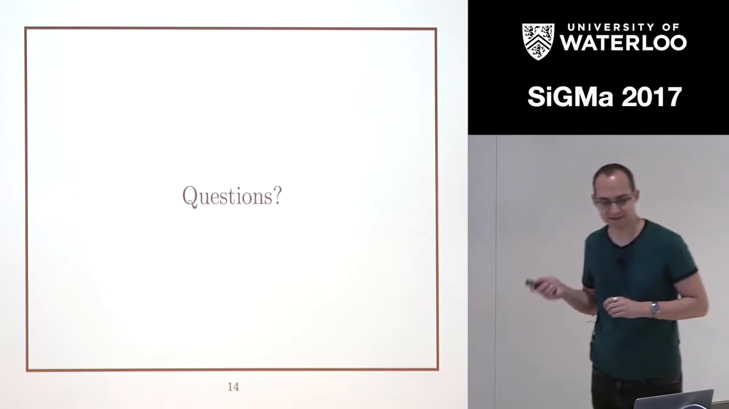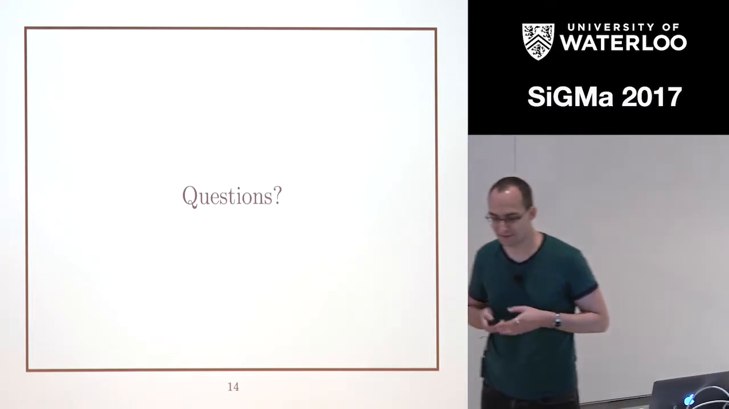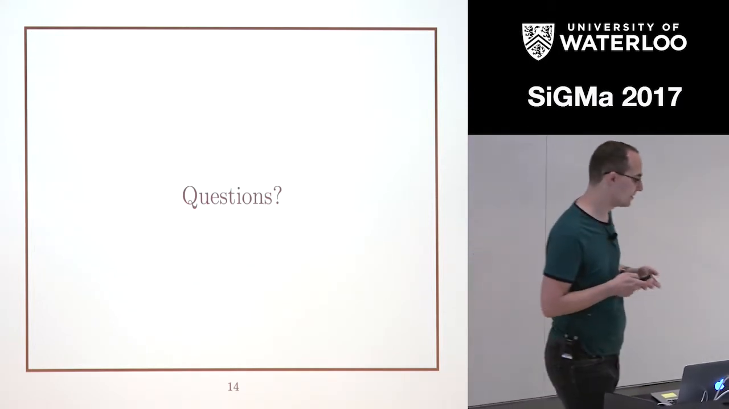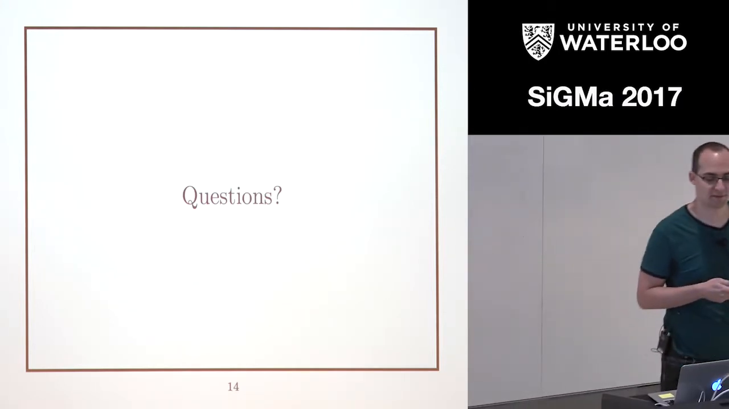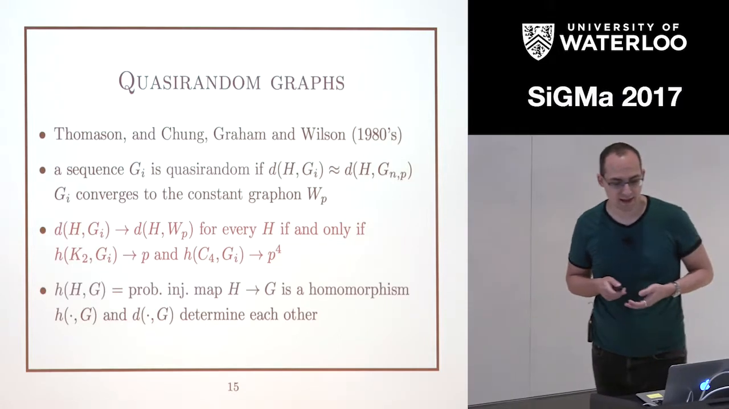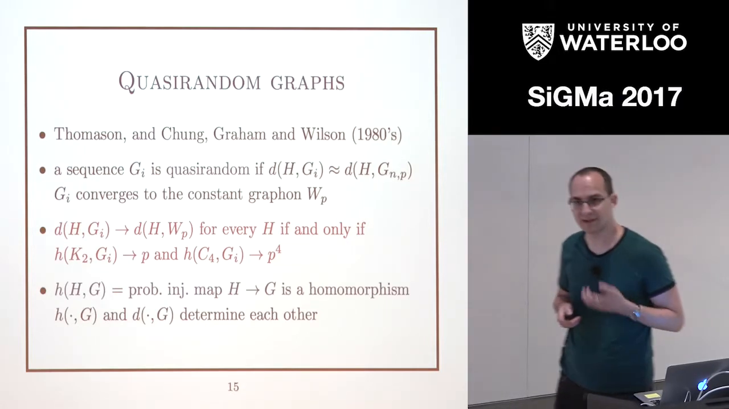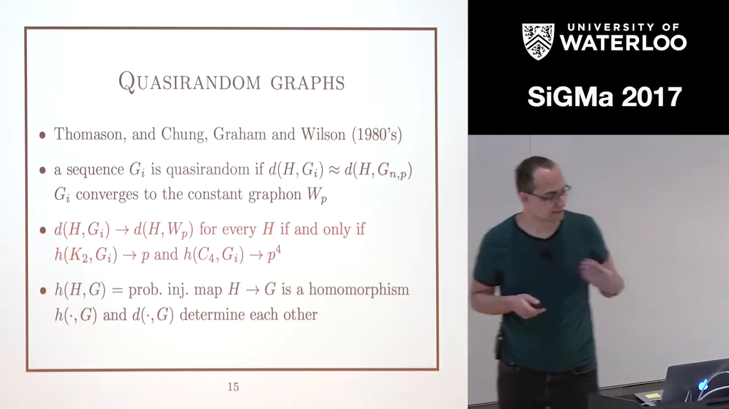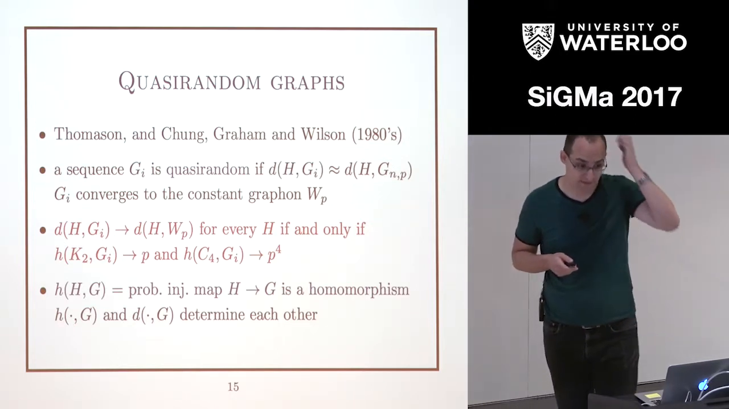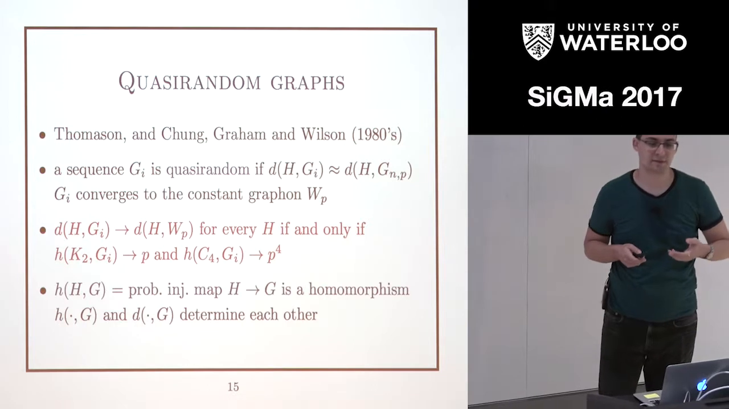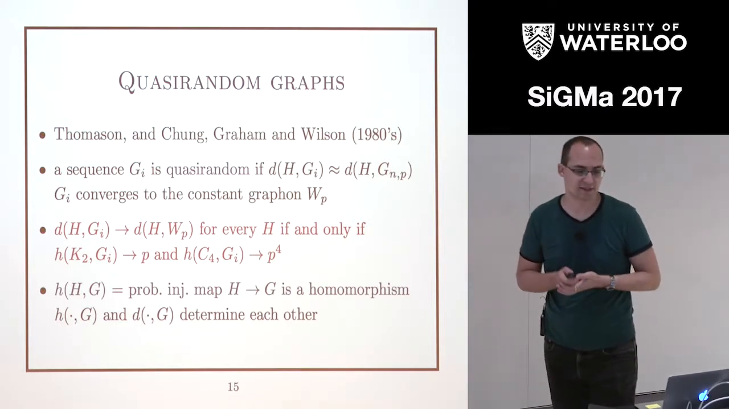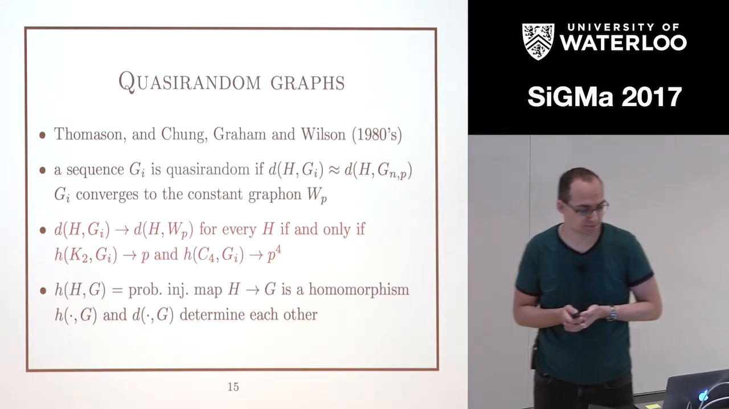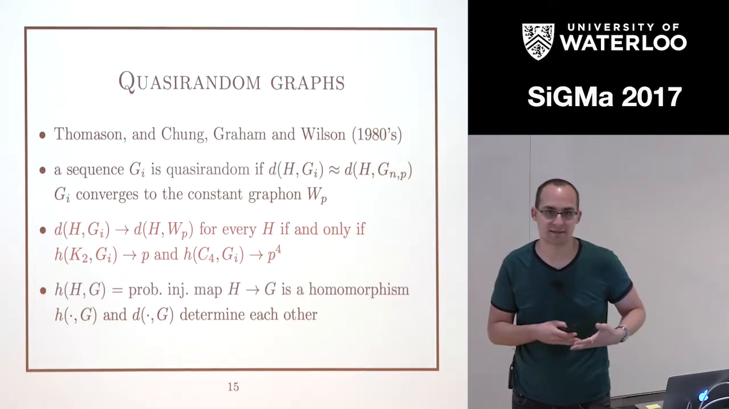So if there are no questions, let me now get a little bit more specific, and I want to talk about a particular notion from the theory of graph limits. In order to motivate this notion, let me remind you of this result on quasi-random graphs due to Thomason, which was later put into a broader setting by Chung, Graham, and Wilson. And I already mentioned this result earlier.